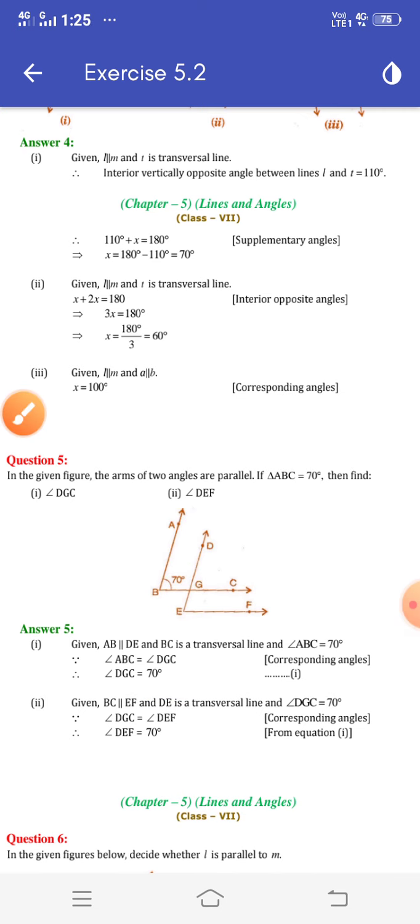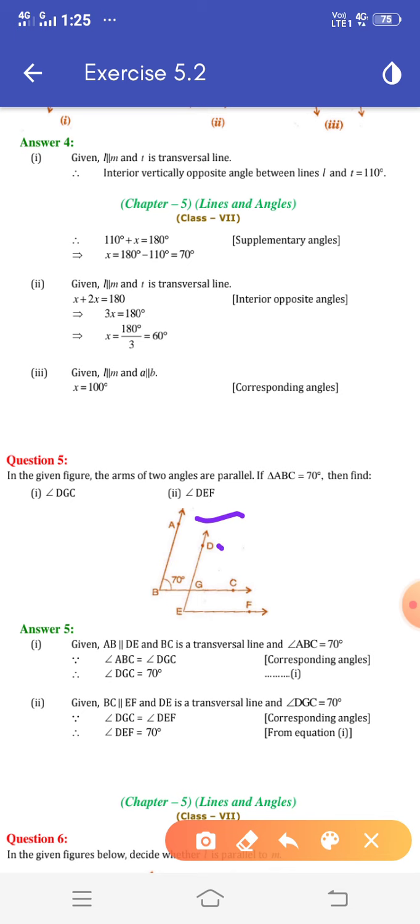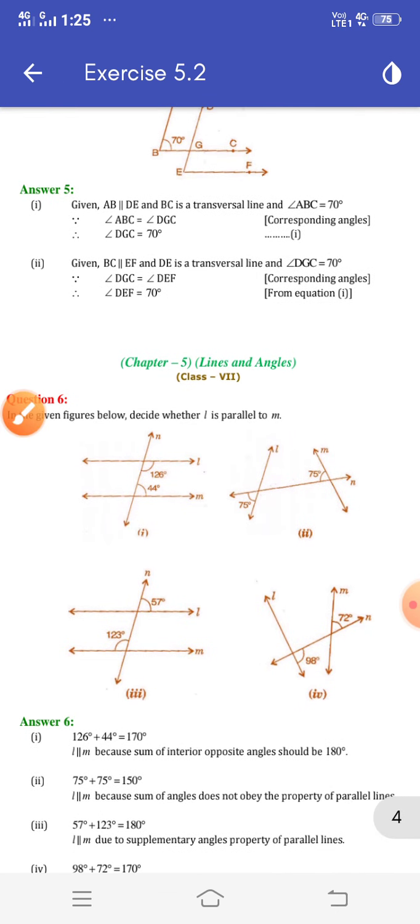In this second part he wants to know about DEF. It will also be 70 degrees because these lines are parallel. Okay students, both of the angles are 70 degrees. Okay student, now next sum number 6.